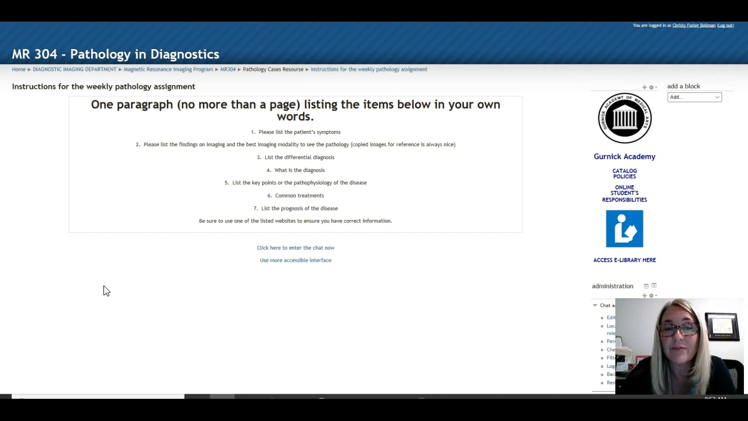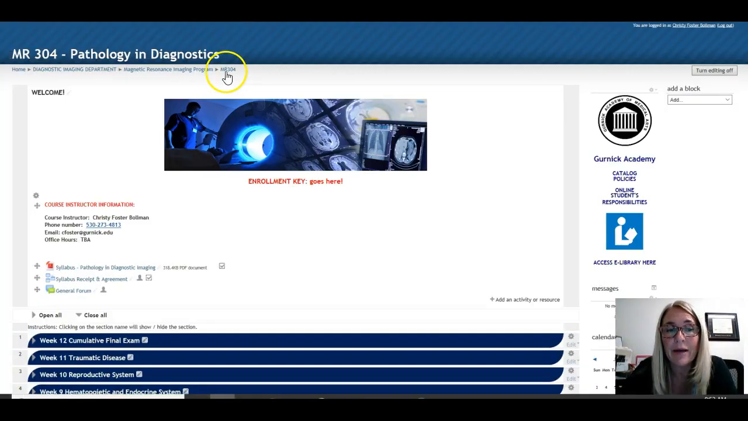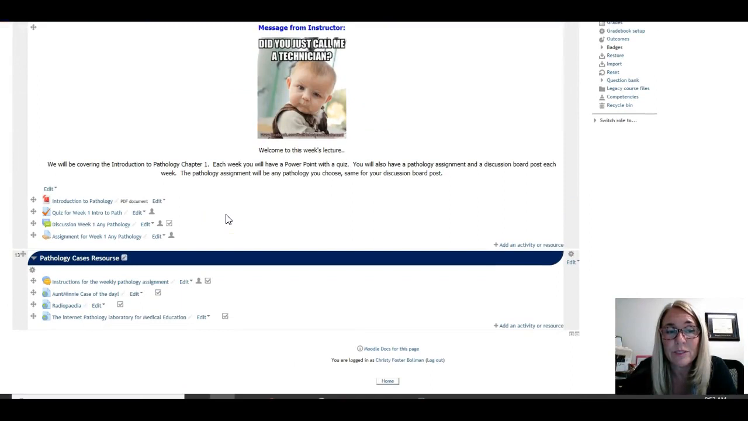I want you to list the differential diagnosis. I want you to list what the actual diagnosis is and the key points for that pathology or the pathophysiology of the disease. Common treatments, and list the prognosis of the disease. So what is going to happen to this patient? What's their next step? Is it biopsy? Is it chemo? Is it not treatable? So I want you to use the websites that I have listed here. Now I say that because I know that these ones are good.